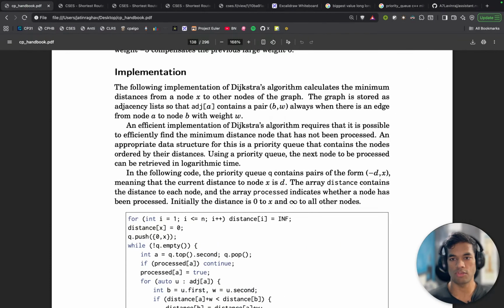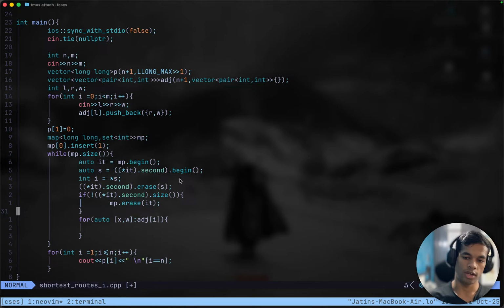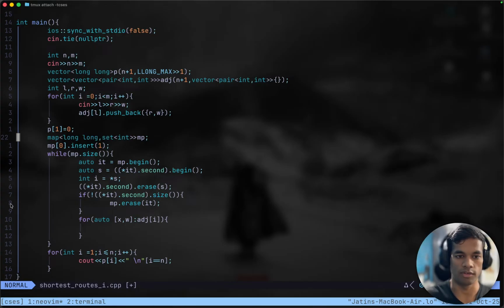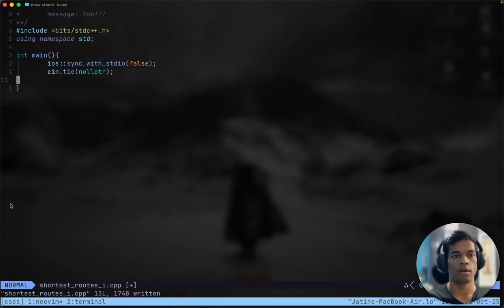Whenever a distance is smaller in absolute terms, its value is going to be higher than a distance which is larger in absolute terms. And since our priority queue is a max heap, we will get the smaller distance. That makes sense. Instead of what we were doing, passing in functions so that we have a min heap, this is better. This means that the current distance to node X is D. The array distance contains the distances to each node, and the array processed indicates whether a node has been processed. If it has been processed, then we do not process the node. That makes more sense. Let's write that.